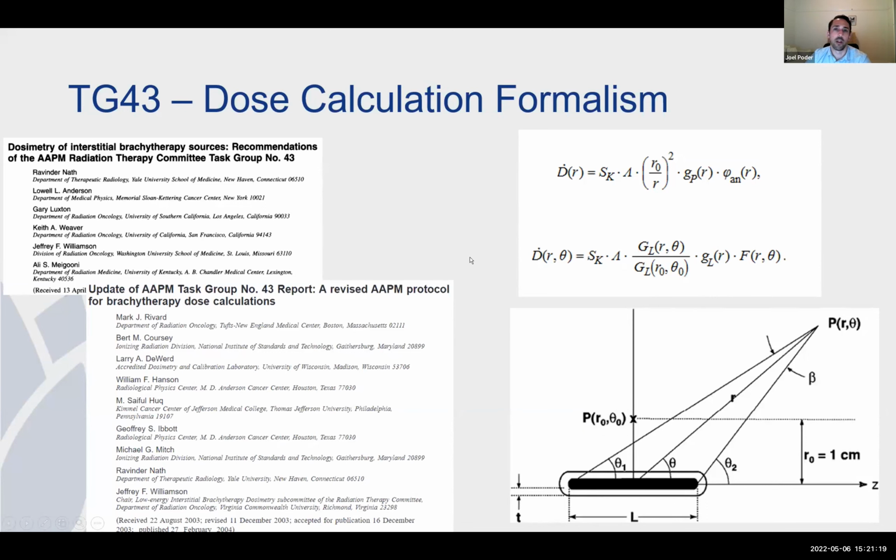But this has really been the workhorse of brachytherapy treatment planning since its origins in 1995, and it's really still the standard brachytherapy treatment planning algorithm that is used today.